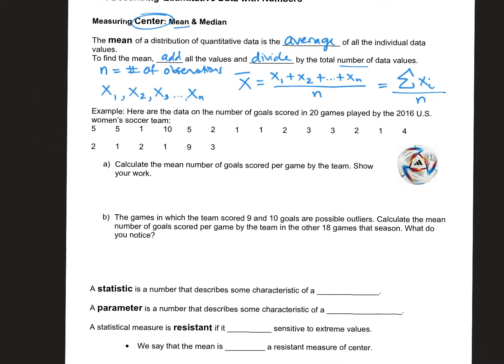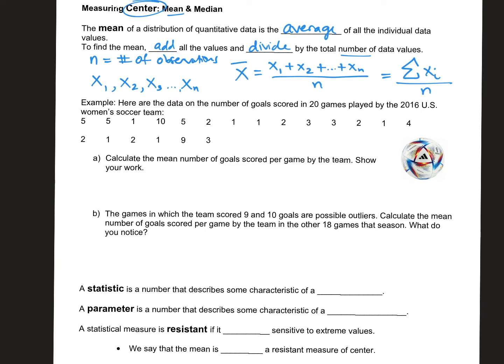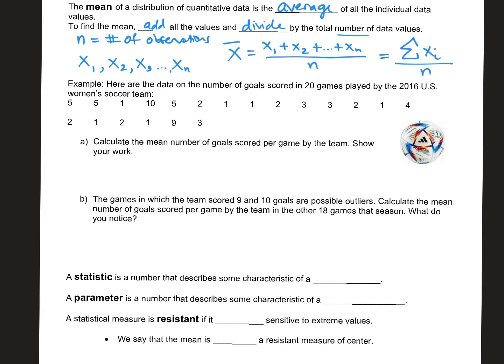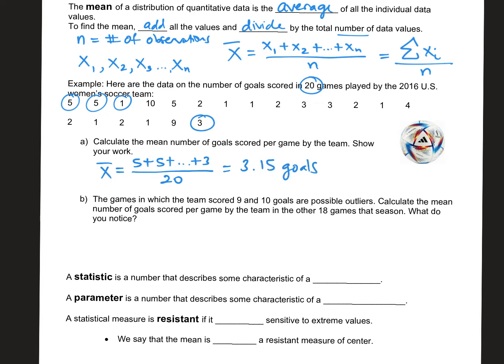Okay, so here we go. Let's do an example. Here are the data on the number of goals scored in 20 games played by the 2016 U.S. women's soccer team. Calculate the mean number of goals scored per game by the team. Show your work. All right, so you don't have to write all of the numbers out. You can go x bar equals, so there's 5, 5, 1, 10. So you go 5 plus dot, dot, dot, and then usually you'll list the last one. And we're told there were 20 games, so we're going to divide that number by 20. And you can go to your calculator and figure that out. And it's 3.15 goals.